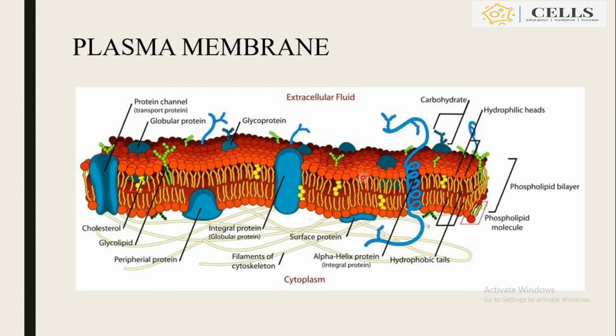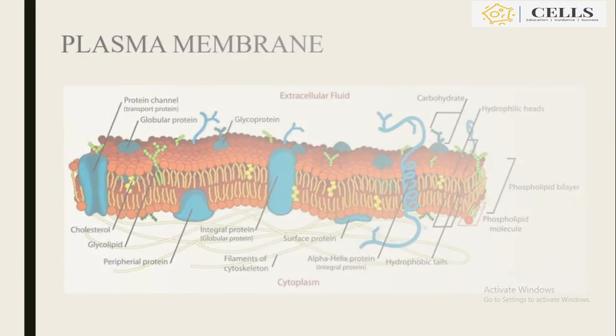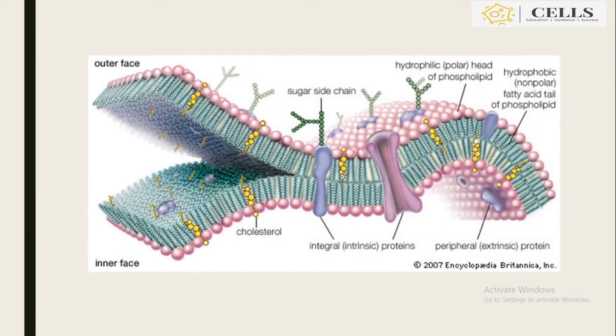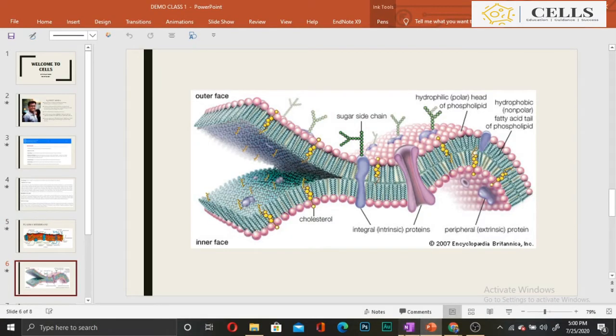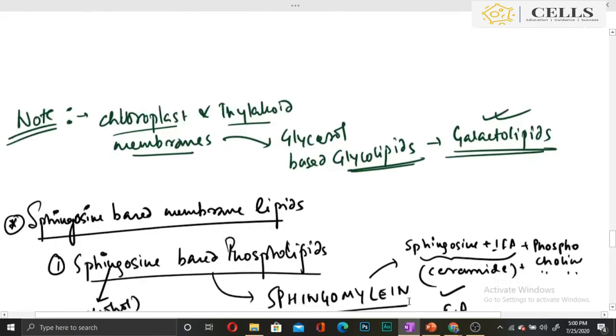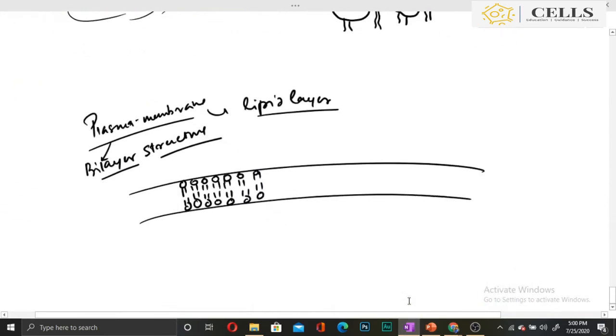So this is the overall structure of the plasma membrane. You can see that this is a bilayer structure. If we divide it, these are the two layers, the outer phase and the inner phase, and they are present in this manner. Now let's come to another important concept, cholesterol.